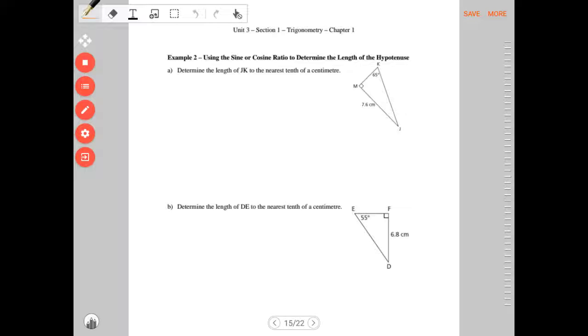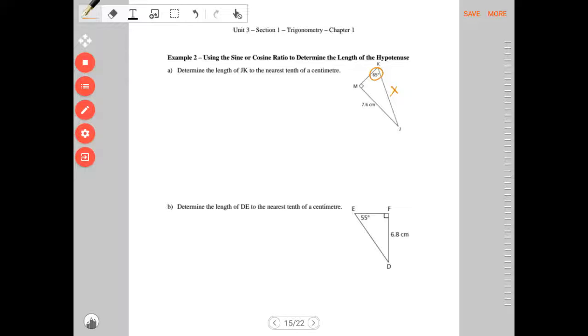So example 2 here. Determine the length of JK to the nearest tenth of a centimeter. So when you do that, how that works out. The length of JK, so that is this side here. So I can write JK, or I can just put X if I want. Doesn't really matter.